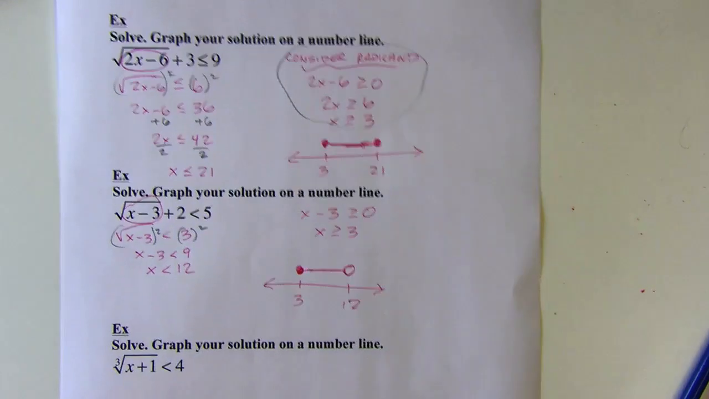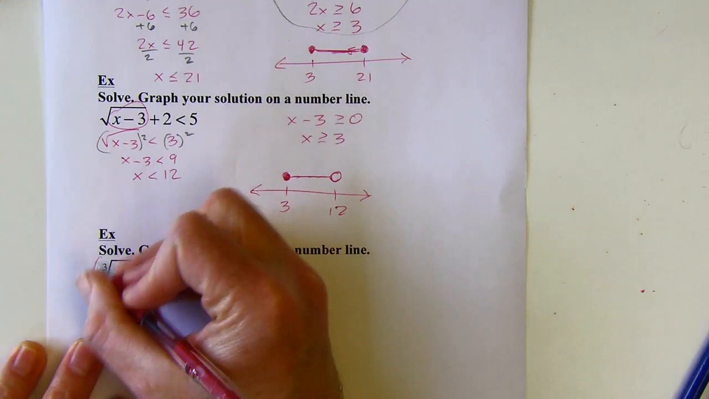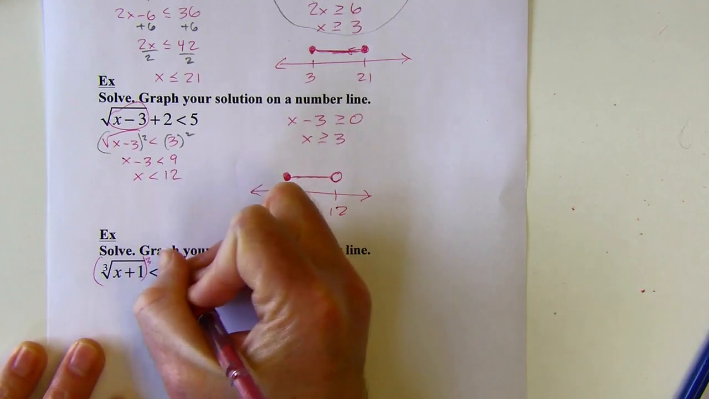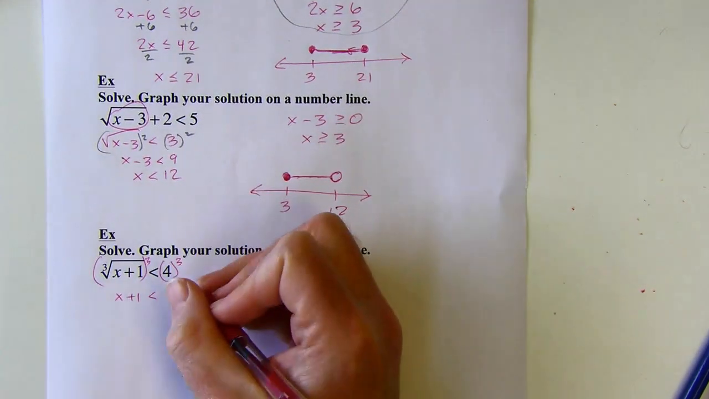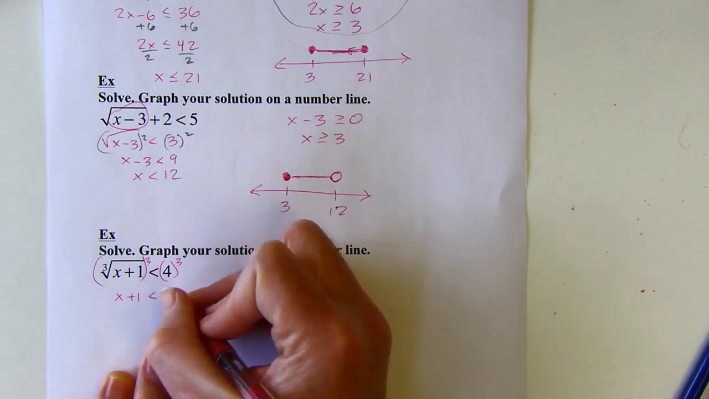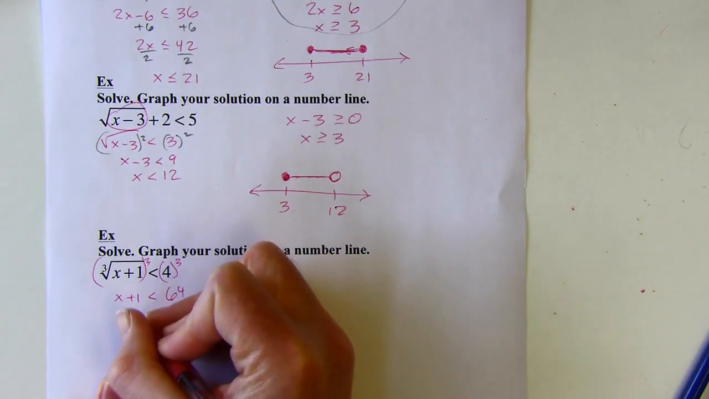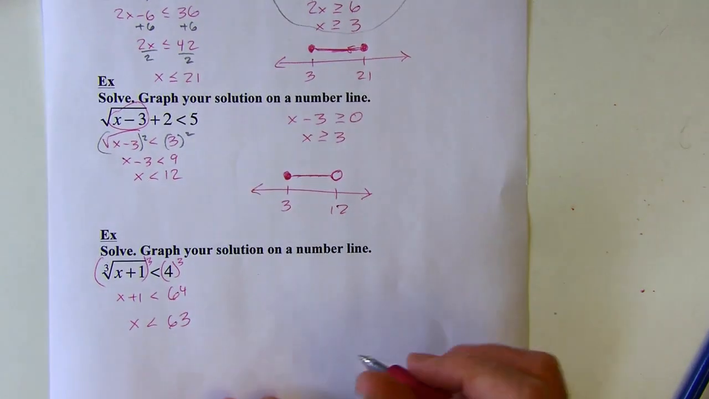Okay. Let's try one more. So let's solve this. I'll cube both sides here because the index is 3. And 4 to the third power is going to be 64. Subtract 1 from both sides. So I've got x is less than 63.